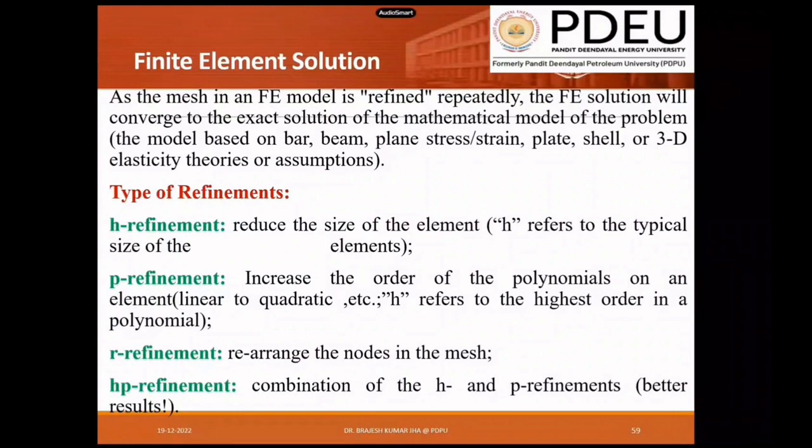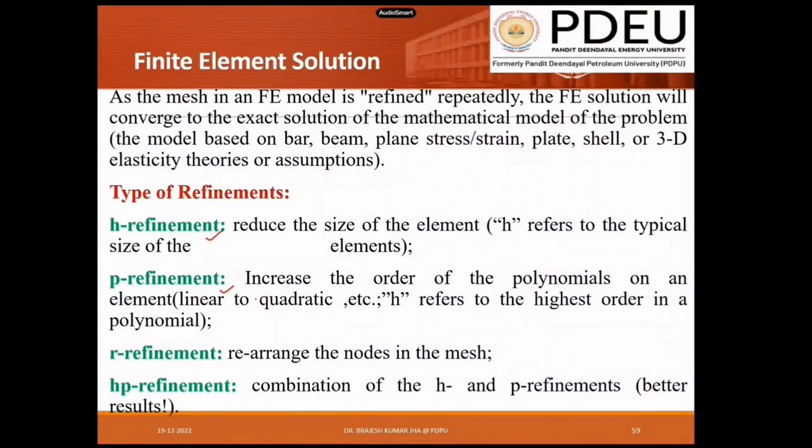Now come to the refinement. Some finite element analysis is also required. A number of types of refinement can be done here. One is H refinement: if we reduce the size of the element, then you can refine accordingly. P refinement is when you increase the order of the polynomial on an element, linear, quadratic. In this way also you can refine the element information.